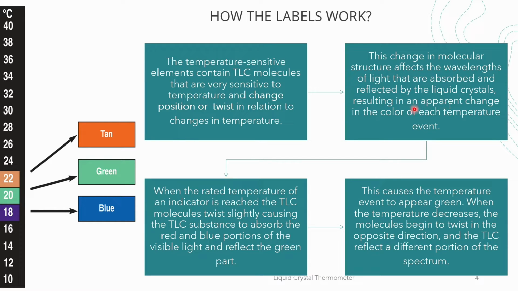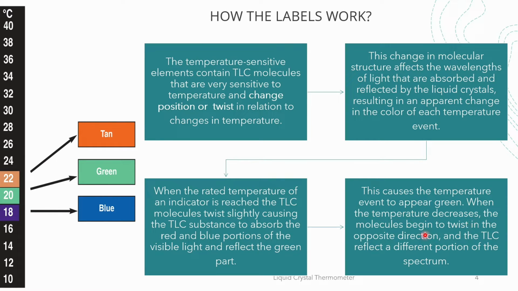This results in an apparent change of color for each temperature event, meaning when a different temperature is applied to the liquid crystal, the molecular structure changes, and these changes affect the wavelength that is absorbed. Let's look at 20 degrees Celsius here. When the rated temperature of an indicator is reached, the TLC molecule twists slightly, causing the TLC substance to absorb the red and blue portions and reflect the green part only. So that's what's happening here. This causes the temperature event to appear green.